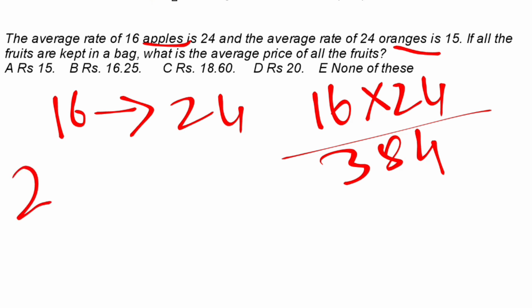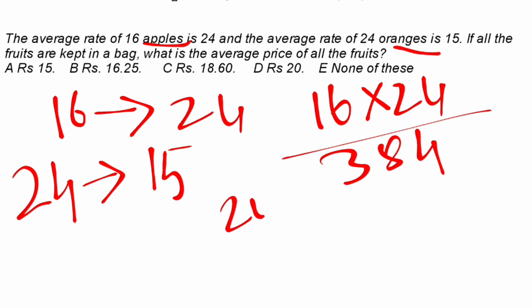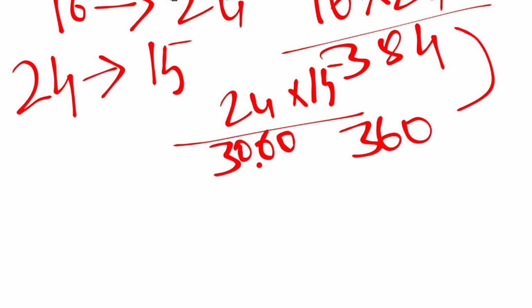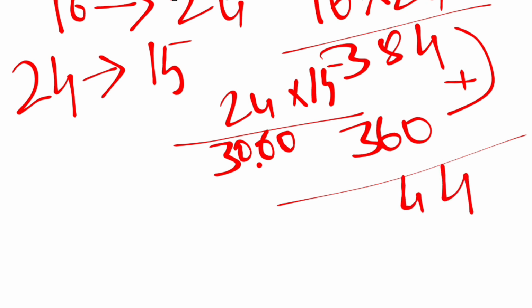Then again, 24 oranges at 15 each. Find the total amount: 24 into 15 is 360. Add this: 384 plus 360 is equal to 744.